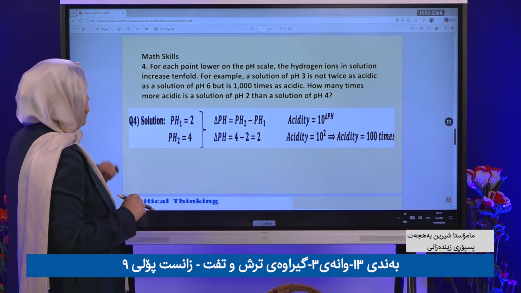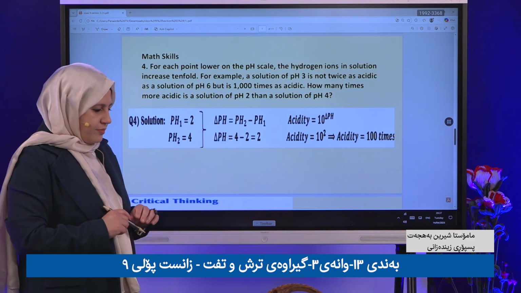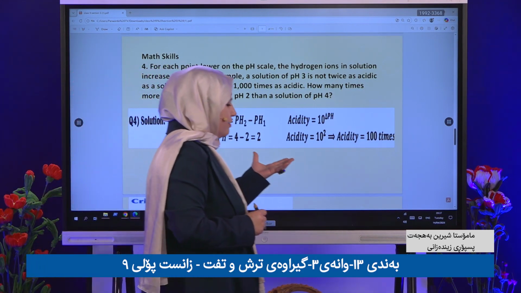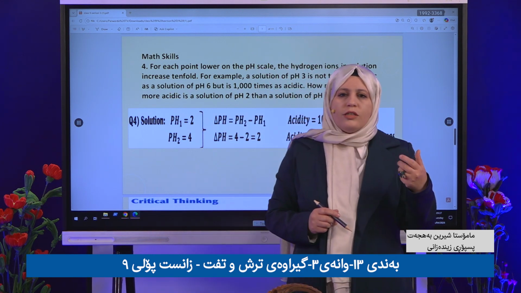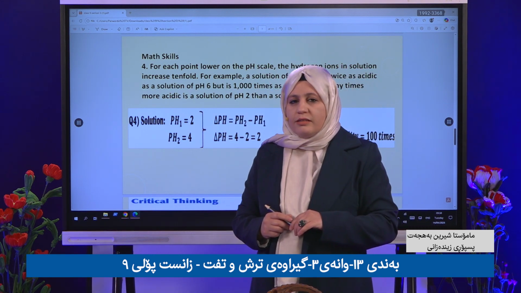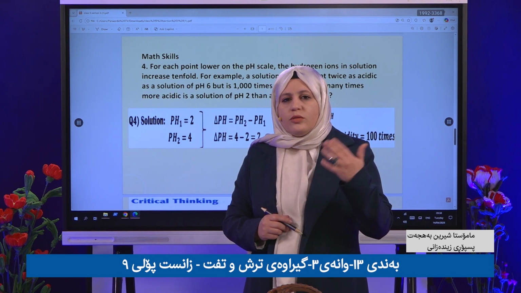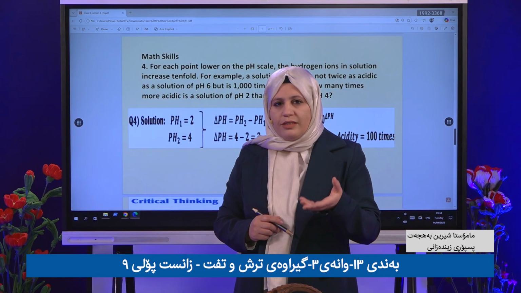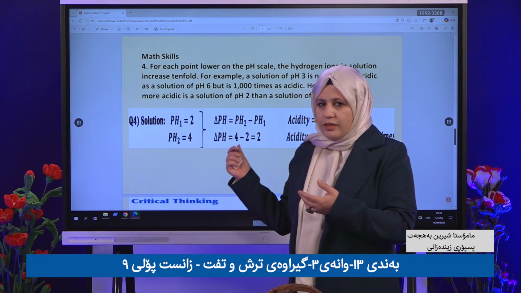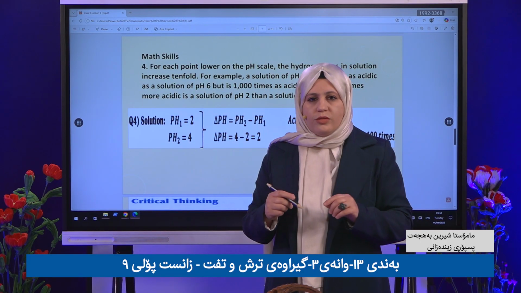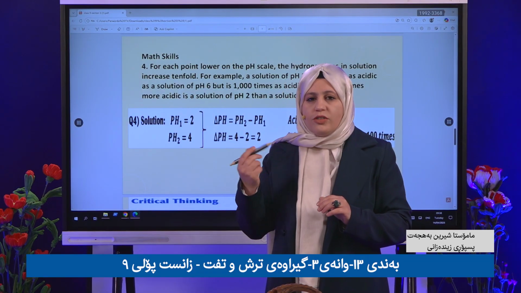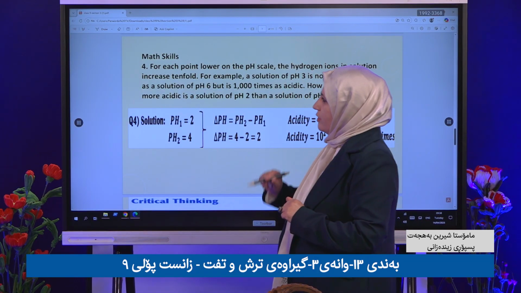Look at this pH scale. This pH scale is solved logically, okay? Not by rules, because in chemistry, especially in this section, we don't have any rule to solve it. So logically, you can solve it. Look at here.